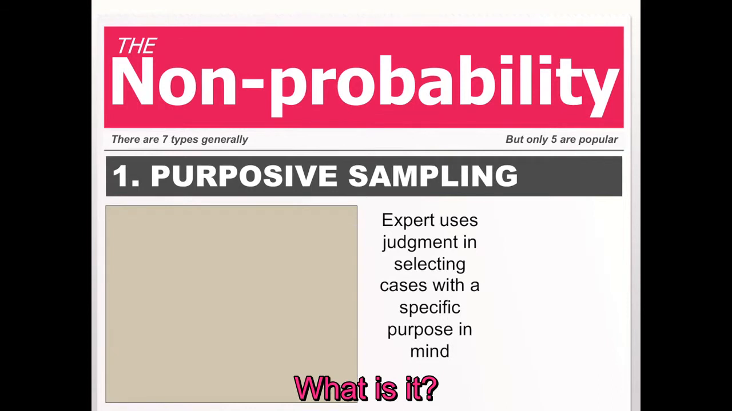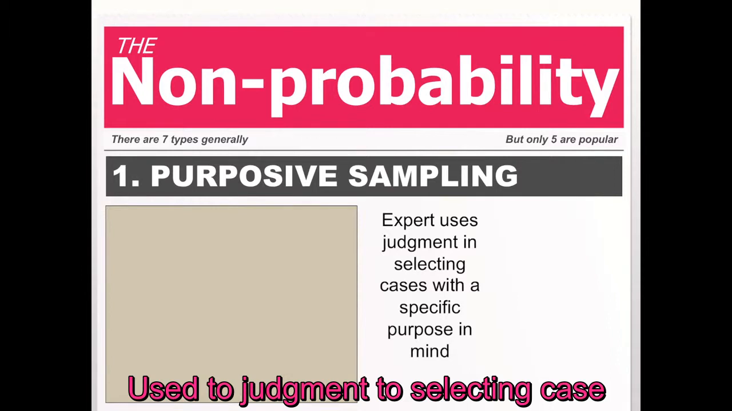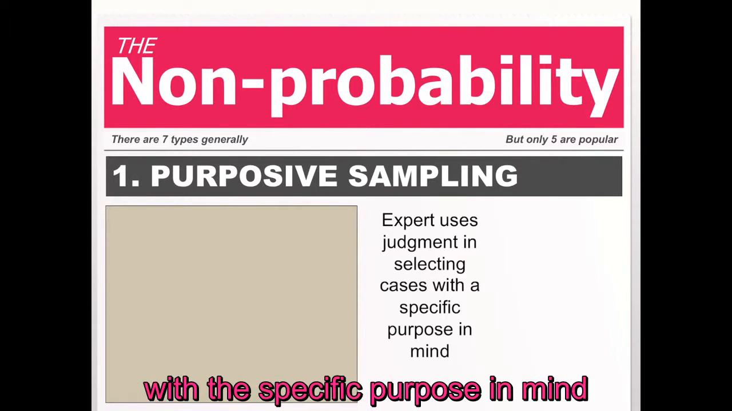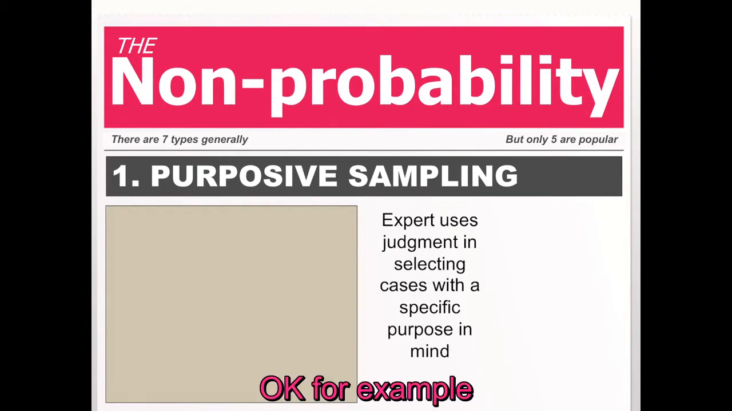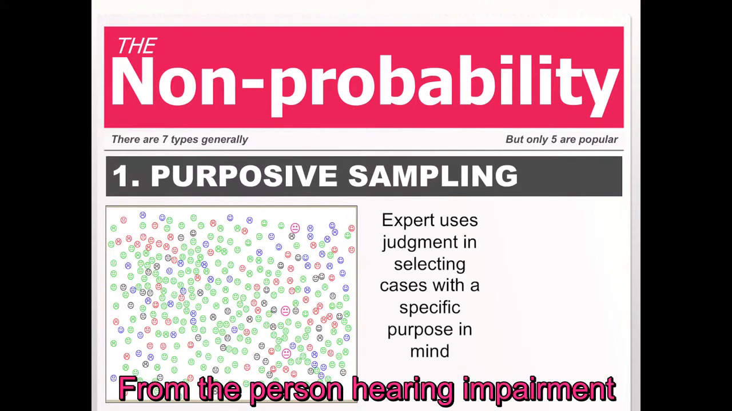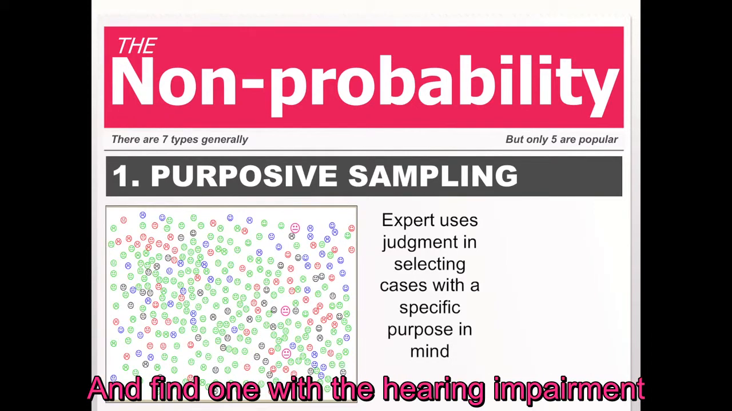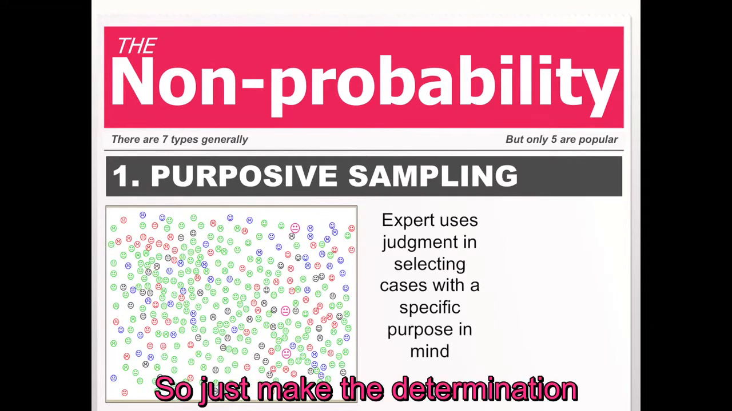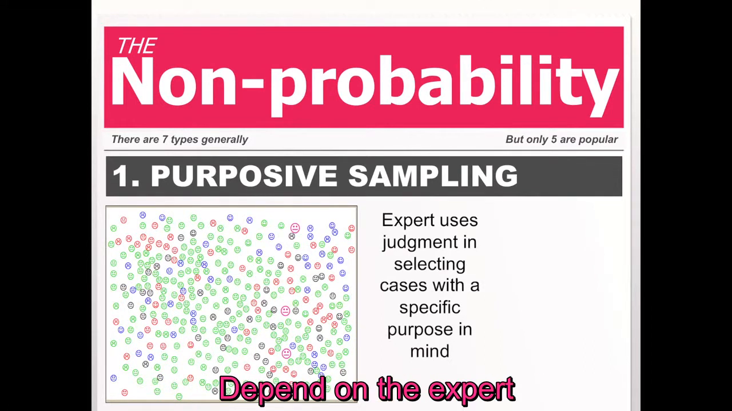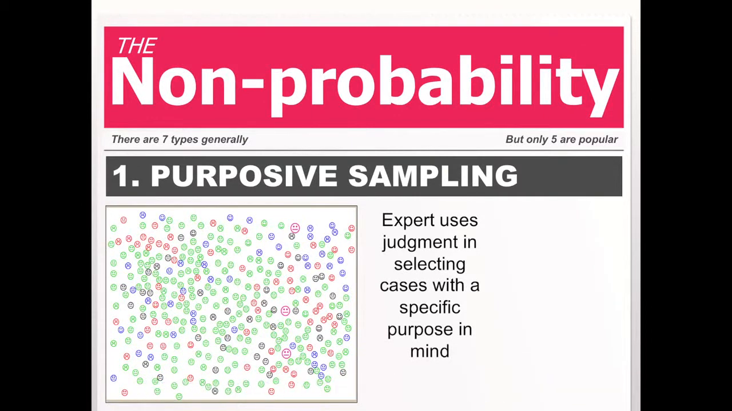What is it? Purposive sampling is when the expert uses judgment in selecting cases with specific purposes in mind. For example, if they would like to collect data from people with hearing impairment, that means they go to the field and find ones with hearing impairment. So the determination depends on the expert. It is very easy and very popular among qualitative researchers.